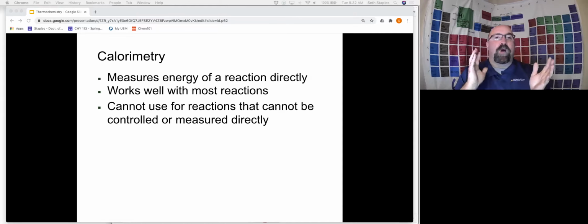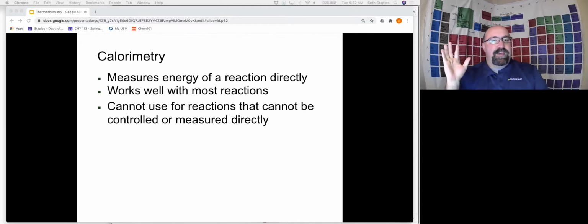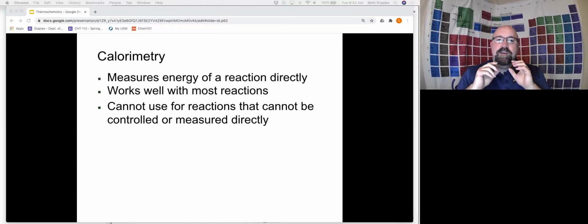That works great for lots of different reactions and lots of different processes. There are lots of reactions, though, where we can't control them. Maybe once the product is made, that product immediately goes on to react with something else, or that product immediately decomposes, or there's a side reaction that occurs. There could be any number of things that would make it so we can't run that reaction directly or measure that reaction directly. And so that's where we're going to focus today, is what we can do to find the thermochemical information about reactions that we can't measure directly by something like calorimetry.